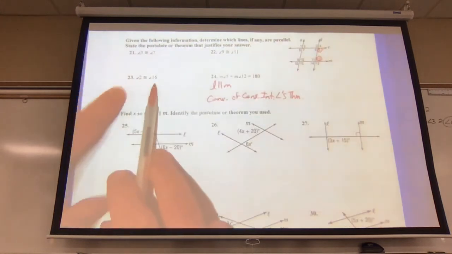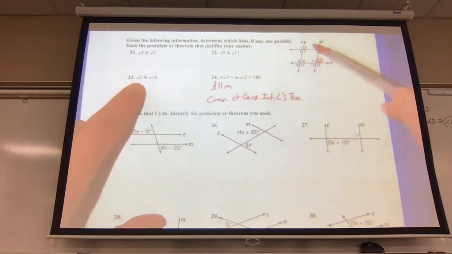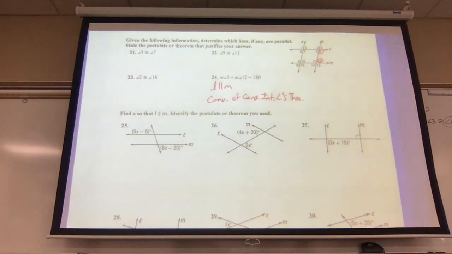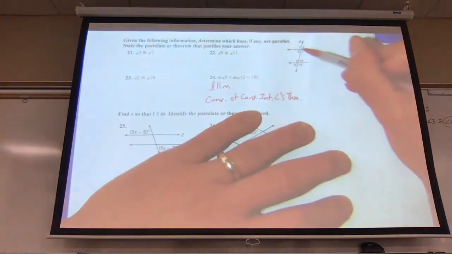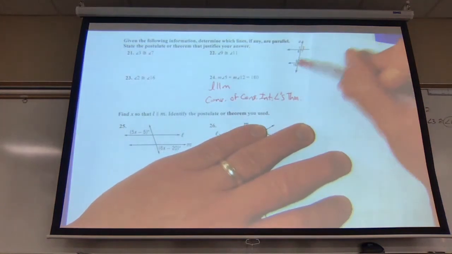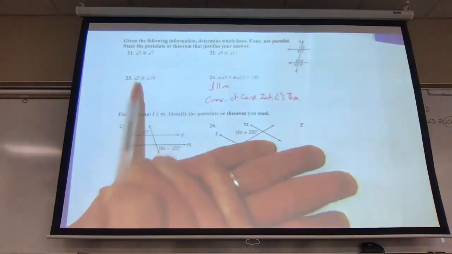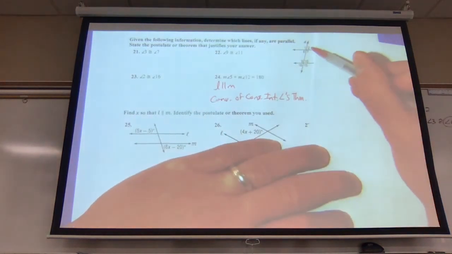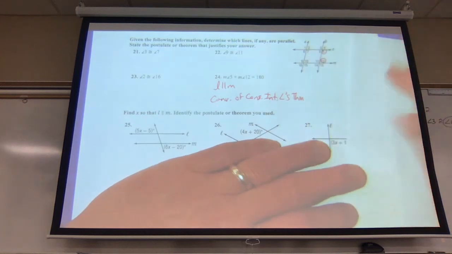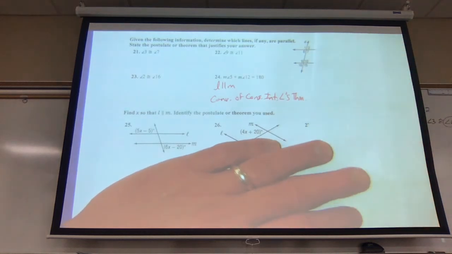23. 2 and 16 are congruent. So 2 and 16, now we're on the left-hand side of our picture, so I'm going to cover up the right-hand side. 2 and 16 would be alternate exterior angles. And we're saying that those two alternate exterior angles are congruent. So we have the theorem that says if the alternate exterior angles are congruent, then the lines are parallel. Those two lines are L and M again.